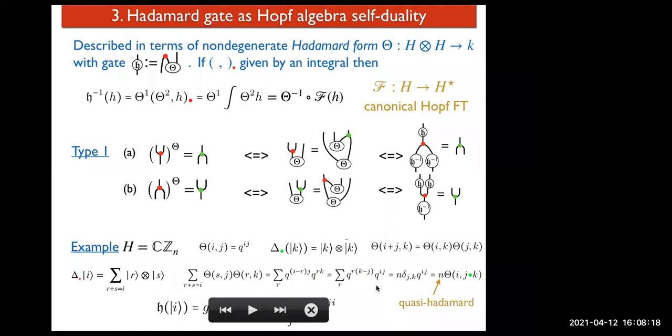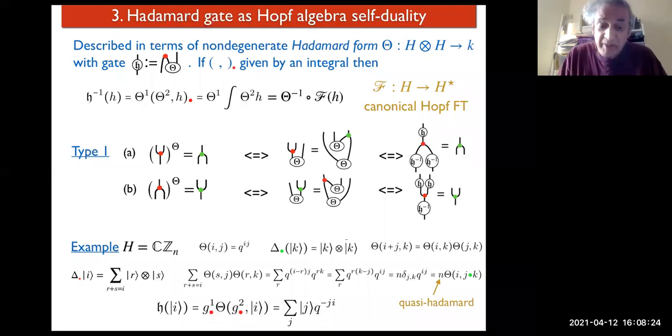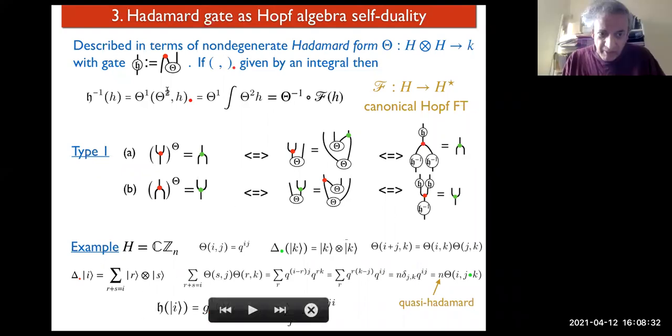Sorry, what's Q again? Q is, I have kept the definition from a different example. That was very naughty of me. Q is a primitive nth root of unity. So Q is e^(2πi/n) throughout the talk. Thank you. Okay. And then H from the definition I gave you is this, which just works out as Fourier transform. So this is what you would expect for Z_n.